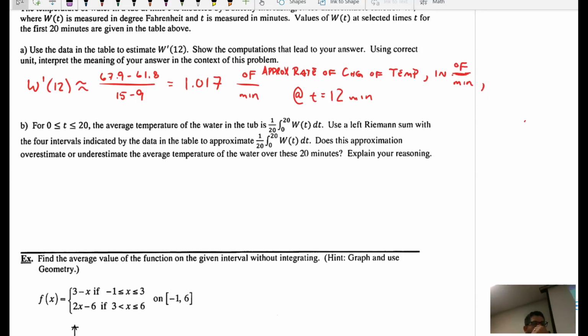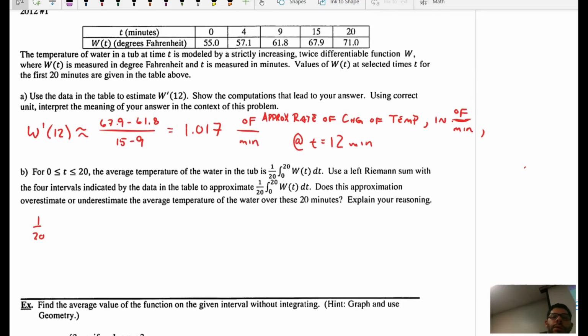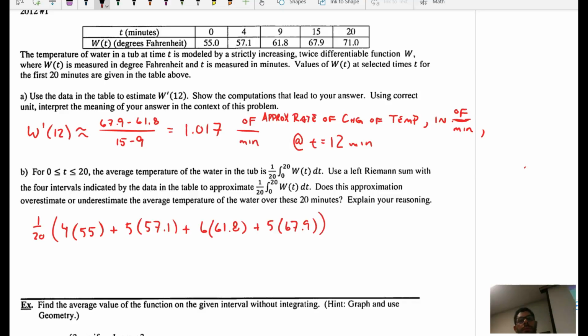Okay, but that one's not really like what we've been doing. This is average temperature, so 1/20th. This is a left Riemann sum. This is from 0 to 20. So this is 4 times 55, 5 times 57.1, 6 times 61.8, and 5 times 67.9. And then we don't want to forget that 1/20th.